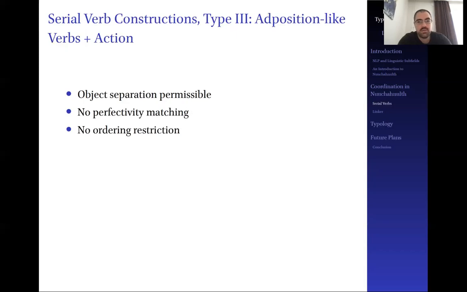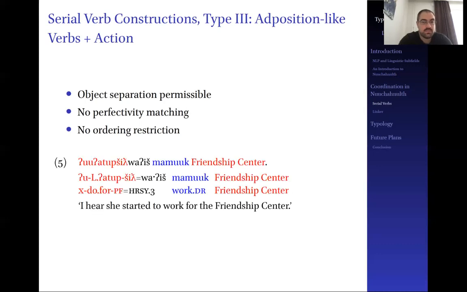The third type used a verb that I called adposition-like plus an action. Once again, this allows for object separation, as I detailed on type 1. There is no perfectivity matching constraint, even though it is morphologically possible to do so. There was not even a perfectivity matching constraint in the 100-year-old Nootka texts. And there is no ordering restriction on this verb type.